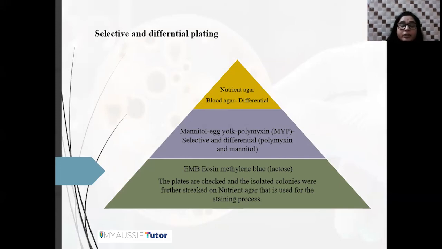And the third selective and differential media is EMB, which is also known as eosin methylene blue. It also contains lactose, and the colonies will be differentiated on the basis of lactose fermenting as well as non-lactose fermenting bacteria. These plates are further checked, and isolated colonies are further streaked on nutrient agar, and this is also incubated for 24 to 48 hours, and then further staining is performed.